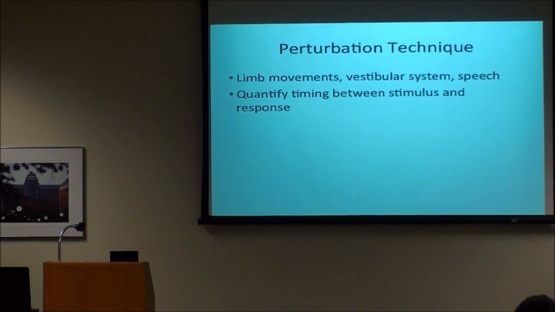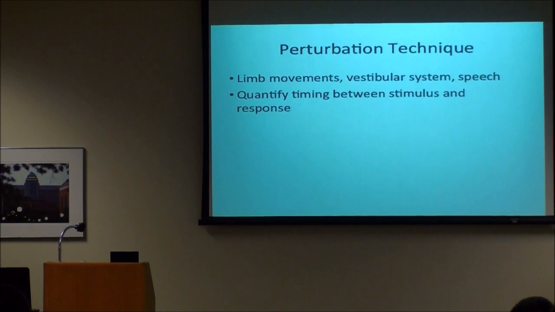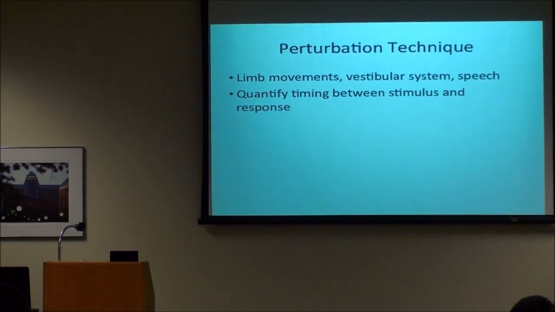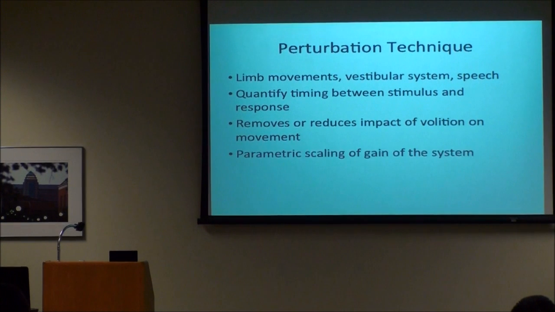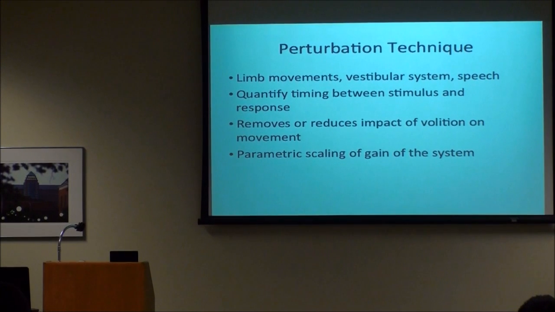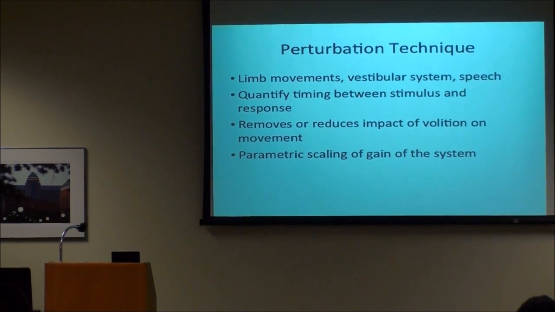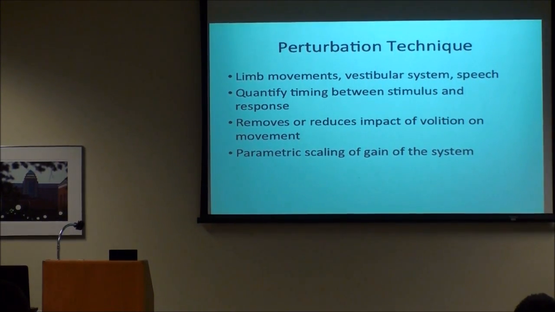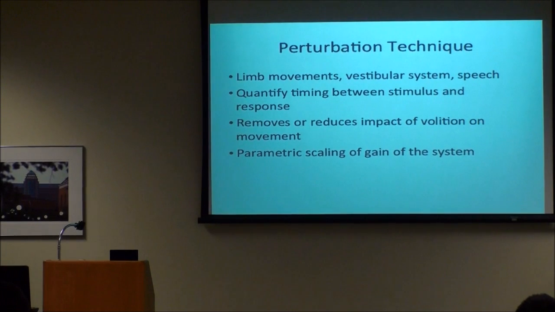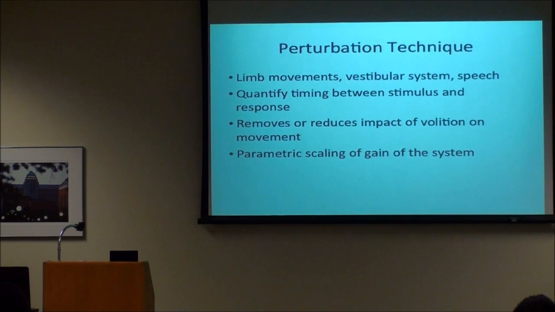But nevertheless, with the perturbation technique, some of the advantages are that you can look at the timing between a stimulus and a response. You can look at automatic responses. You don't necessarily have to rely on volitional types of responses. And you can do some parametric scaling, looking at the gain of the system. And when I say gain of the system, I was toying with the idea of showing all these negative feedback systems in my talk today, but I knew all of you were totally familiar with them, so I'm not going to show you slides of models. Okay? You know what I'm talking about, hopefully.